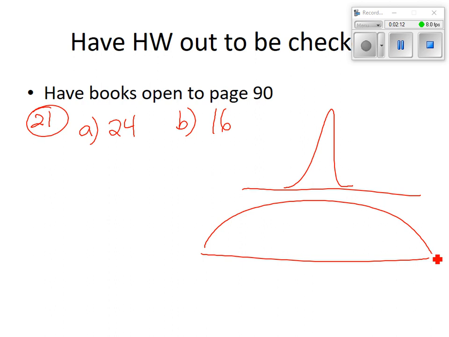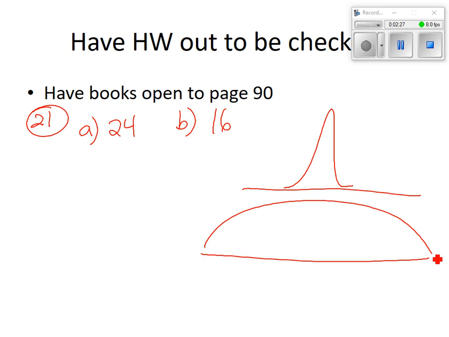22, is 22 the same kind of setup? Yeah. So which one has the big standard deviation? B. Which one has the smaller standard deviation? A. Because it's all compact and they're all real close together.